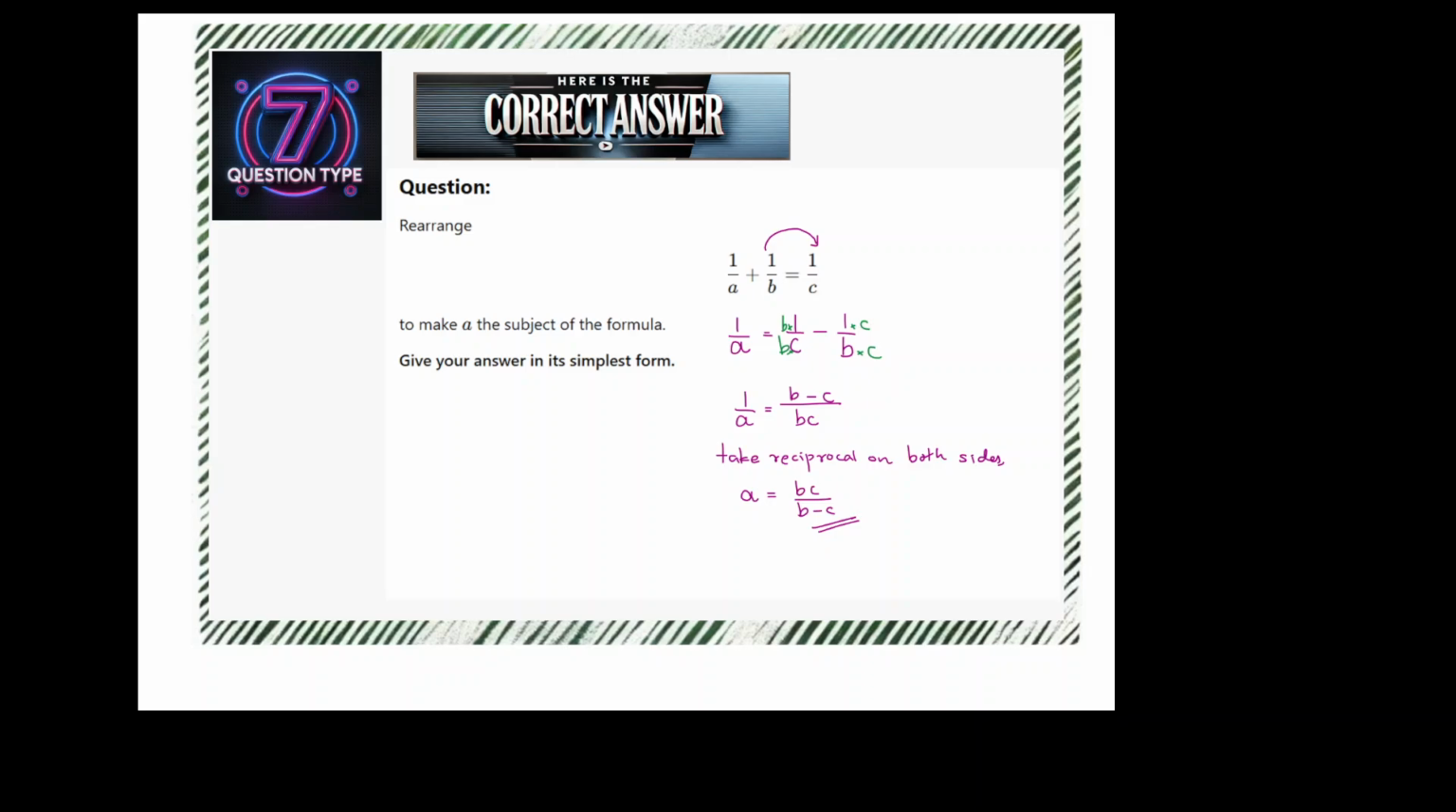Like before, move 1 over b to the other side, multiply the first fraction by b, both numerator and denominator, and same thing on the right hand side with c, and then you get 1 over a equals b minus c over bc, and then all you need to do is take the reciprocal on both sides. So a is equal to bc over b take away c.